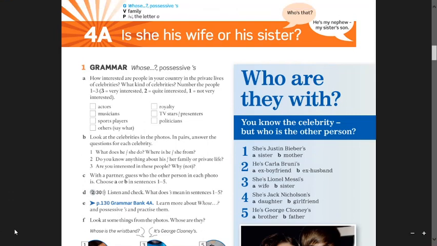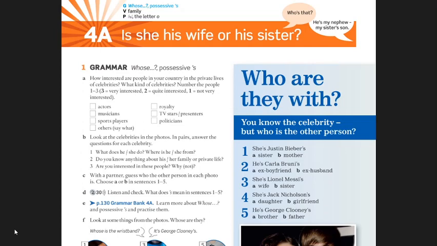Today we are going to start working with unit 4, in this case part 4a. Is she his wife or his sister? In the grammar part we are going to see the use of the word whose and the possessive case, and then we are going to see vocabulary related to family and the pronunciation of different sounds. Well, in the first part we have grammar.